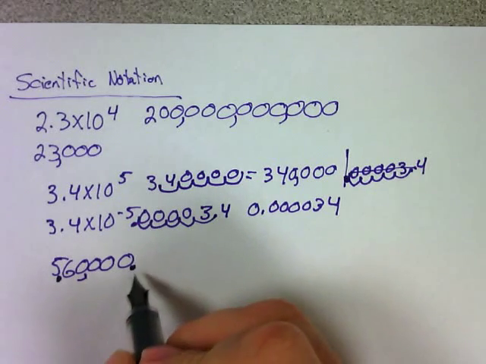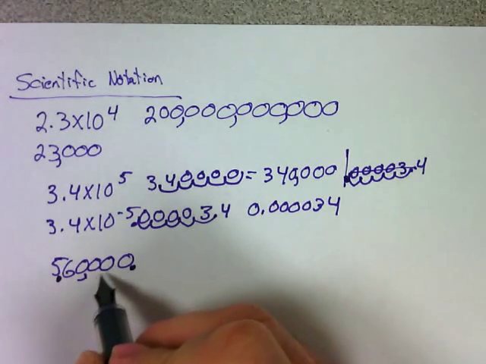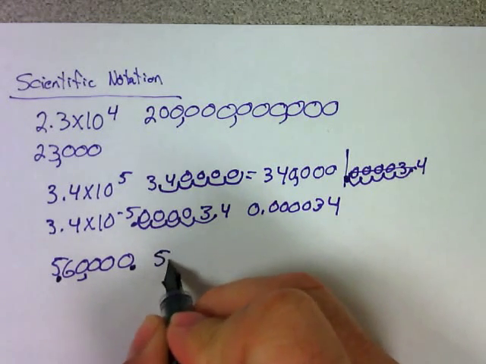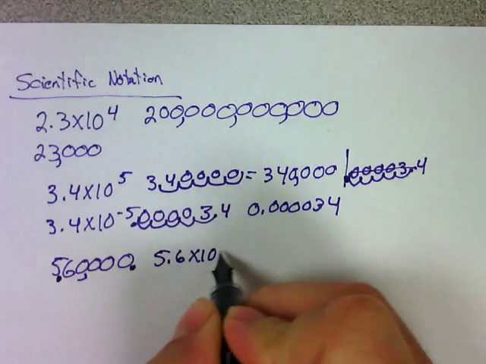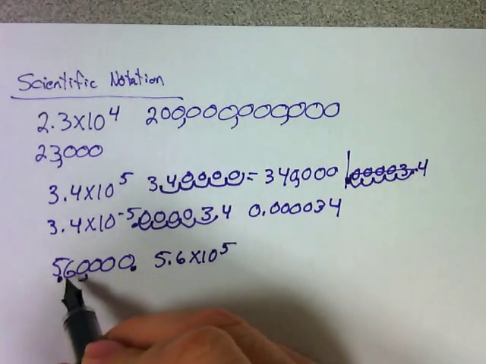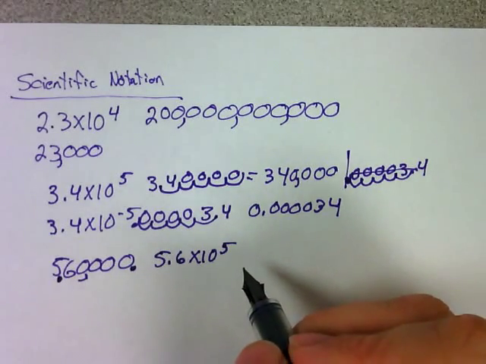It's currently here. So what I'm doing is I'm moving it 1, 2, 3, 4, 5 places. So what I have is 5.6 times 10 to the 5th. 1, 2, 3, 4, 5, yeah, 10 to the 5th.